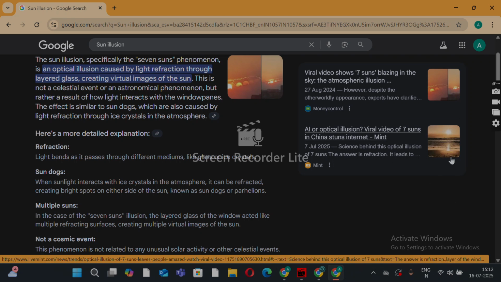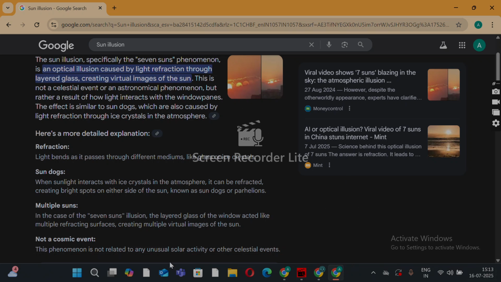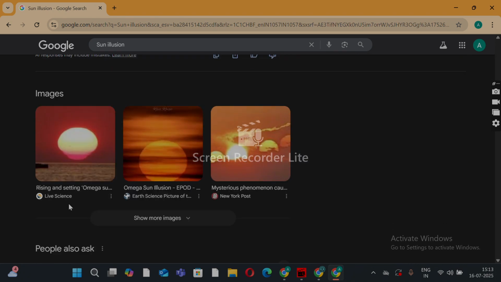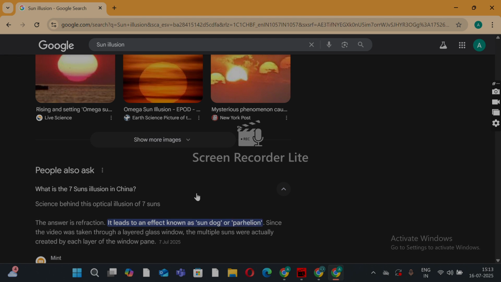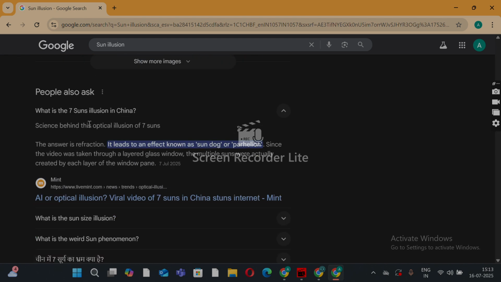The seven suns, and there's one more very rare ring. So this is one of the sun illusions. This is the mysterious one. People also ask. The answer is the refraction. It leads to an effect known as sundog or perihelion.